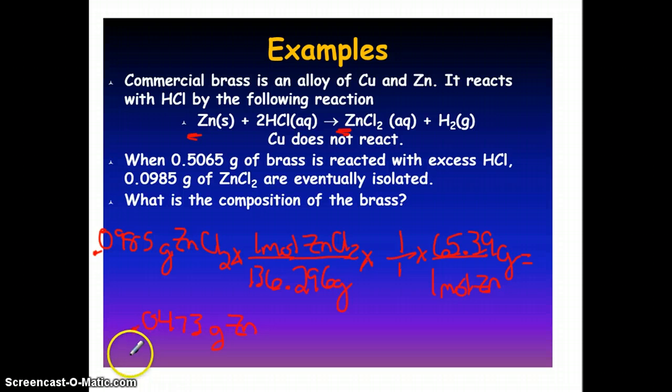Now we can divide that by the total of the brass mixture, which was 0.5065. That's the brass. And we're going to multiply it by 100 because we're going to do mass percent here. And that will tell us that we have 9.3% zinc by mass in that brass.